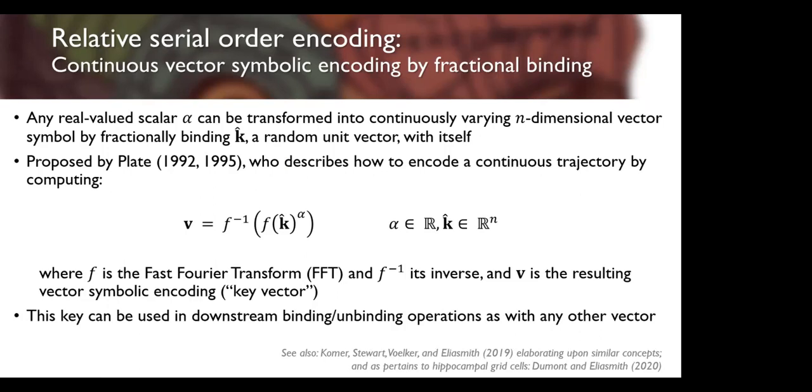This was proposed initially by Plate, who described how this innovation could be used to encode a continuous trajectory by computing the following equation you can see there: v equals the inverse Fourier transform of the Fourier transformed original vector raised to the power alpha. Alpha is just some continuous value, including any fractional value, and v is the resulting vector symbolic encoding, or key vector, that you want to use. This can be used in other vector symbolic operations, as with any other vector. It's beyond the scope of this presentation to talk in detail about this particular method, but note that it's also been relatively recently explored, along with implications for hippocampal grid cell encodings, in two really great conference papers by Komer and others, and Dumont and Eliasmith, that are definitely worth checking out.